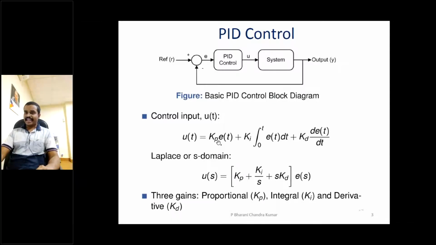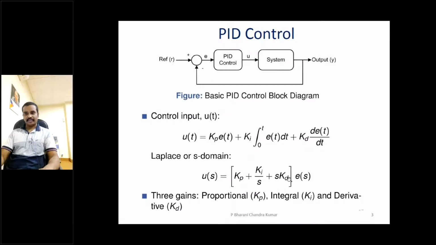And if I take the Laplace transform of this equation in the S domain, U of S equals Kp times E of S, plus, as you might be aware, the Laplace transform of the integral is 1 by S, so Ki into 1 by S. And similarly, the Laplace transform of the derivative term gives S into Kd into E of S. So this whole expression, U of S, is the PID control expression in the S domain: Kp plus Ki by S plus S Kd is called the PID controller in the S domain.